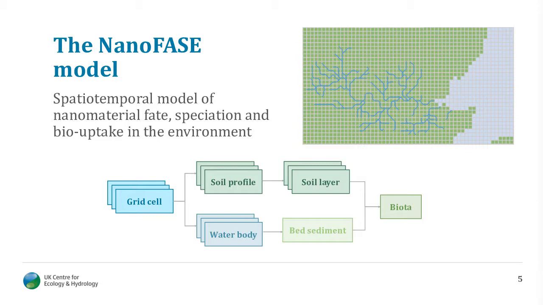So as a quick introduction, the nanophase model is a spatiotemporal model of nanomaterial fate, speciation, and biouptake in the environment. It's spatial, so it represents a geographical region by splitting it up into a number of grid cells. Each of these grid cells can have compartments representing the soil profiles and soil layers, and surface waters, rivers and estuaries in this example.